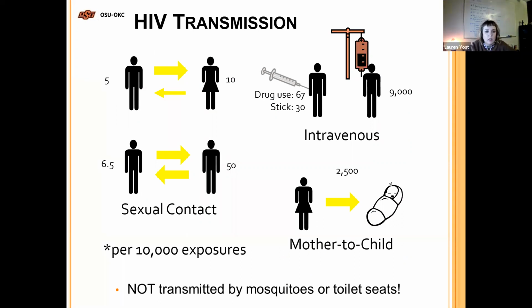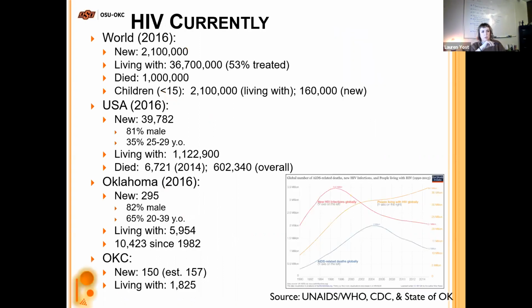It's also transmitted by intravenous means. We have seen cases from blood transfusions, not as much anymore, because we test pretty highly for that. There's a lot of HIV associated with drug use, and you can transmit it from mother to child. You will not get HIV from toilet seats or from mosquitoes. So these are some numbers associated with HIV infection, pretty close to the not too distant past.